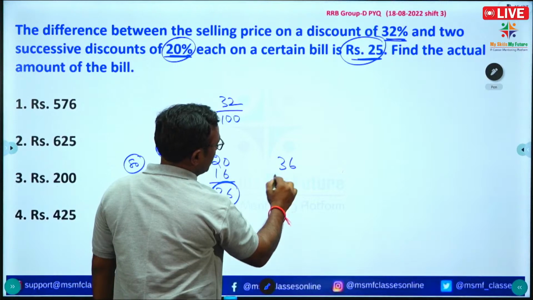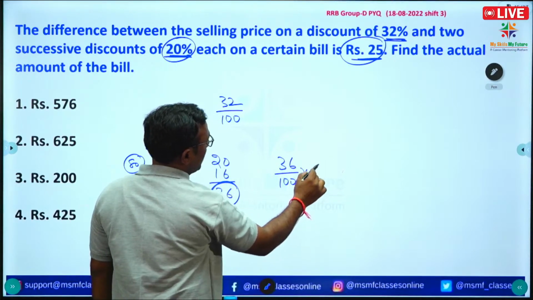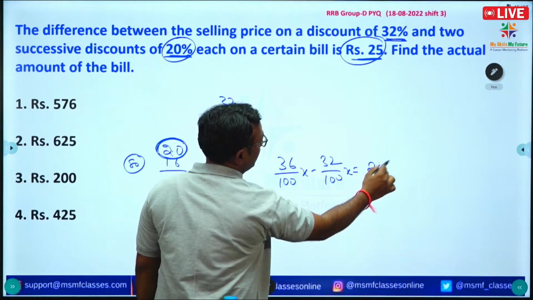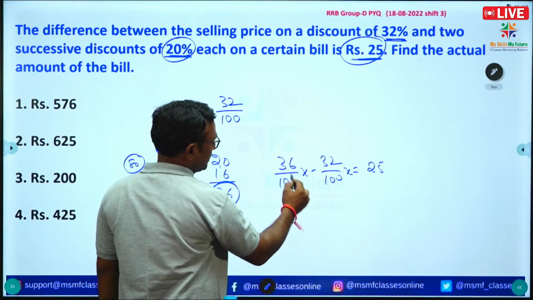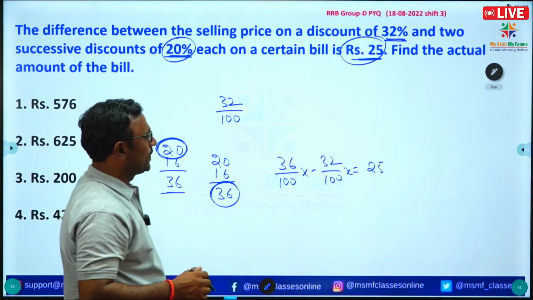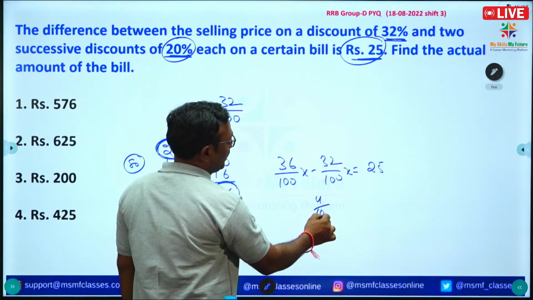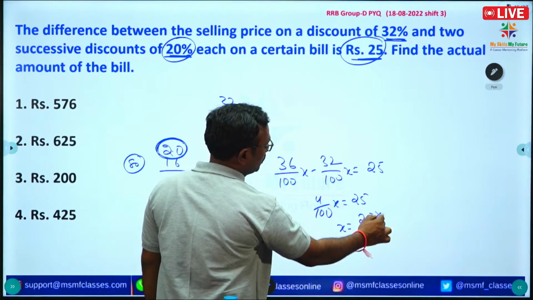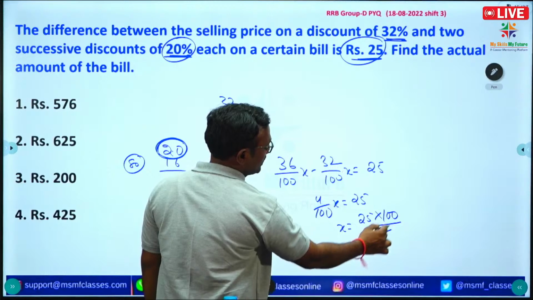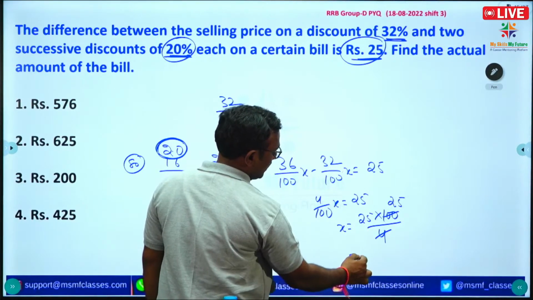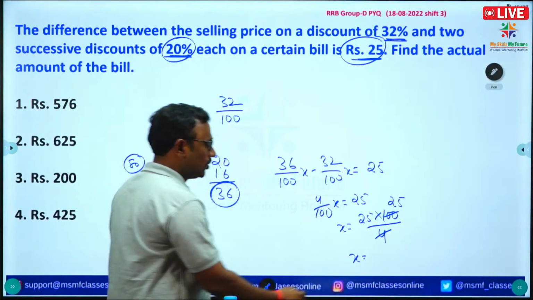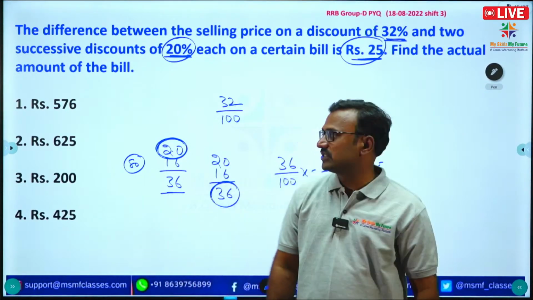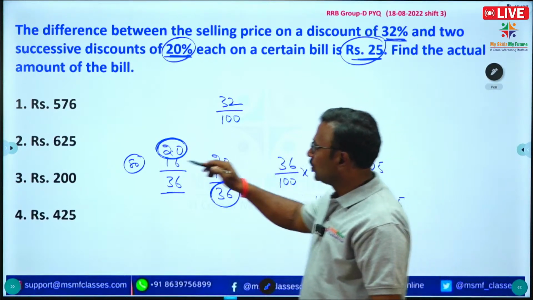So 36% of x minus 32% of x. So the difference is 25. So 36% of x minus 32% of x means 4% of x is equal to 25. x is equal to 25 into 100 by 4. 4 ones are 4, 25s are 25. So x is equal to 25 into 25, 25 square is 625. See, option 2 is correct, 625.